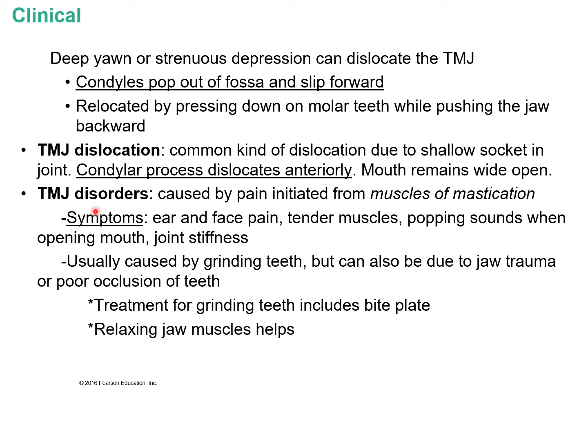So what about TMJ disorders? All right, so TMJ dislocation is one thing, but a TMJ disorder is going to be something that might be a little more chronic for a person. And it does not necessarily involve a dislocation, okay? TMJ disorders are a little bit different. TMJ disorders, again, are not necessarily caused by or related to a dislocation. This is more related to muscles that are close to this area, all right? Muscles that have insertions or origins near this joint.